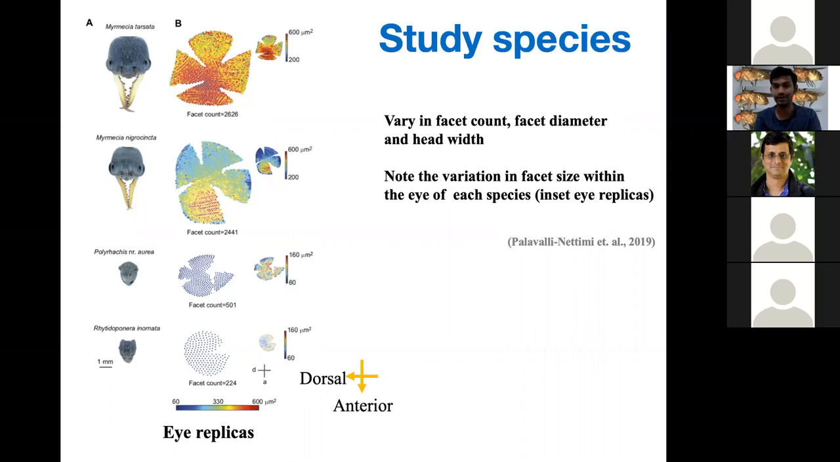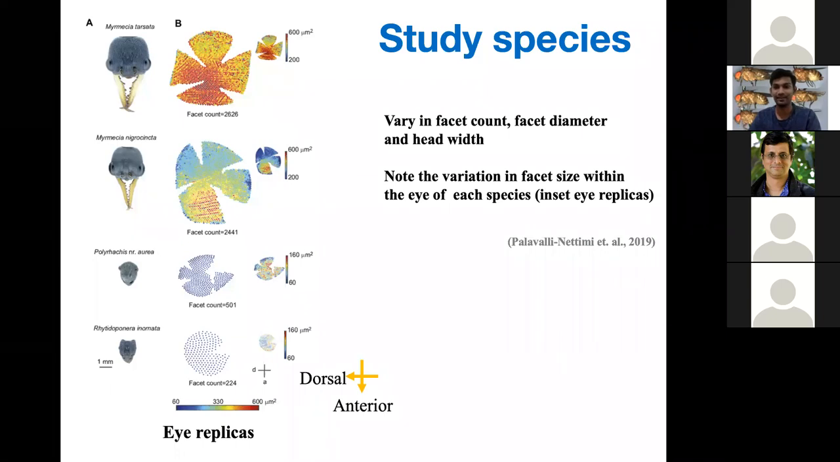The way we do it is we take transparent nail polish and put a very thin layer on the eye. When it is dry, we peel it off, make cuts at appropriate places, and use a cover slip to flatten it. Then we can image it and manually click on every corner of the facet, which took me forever. But that's how we make this.